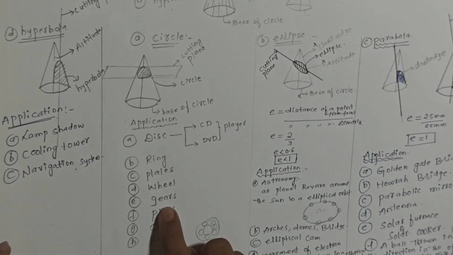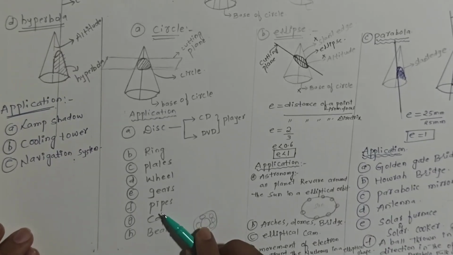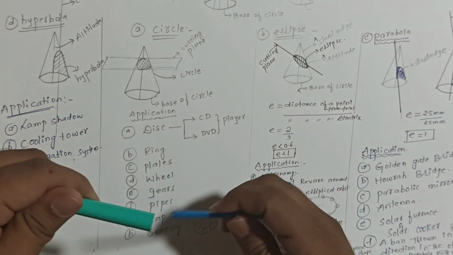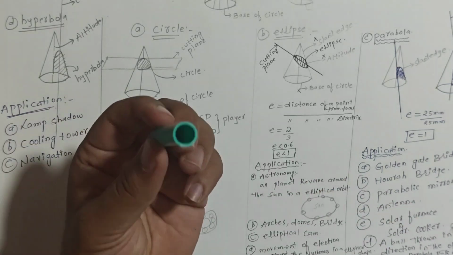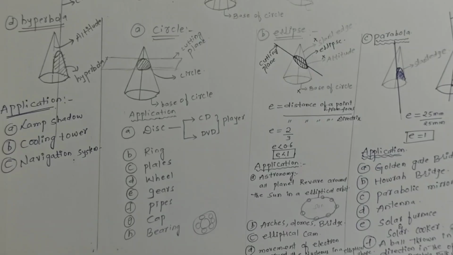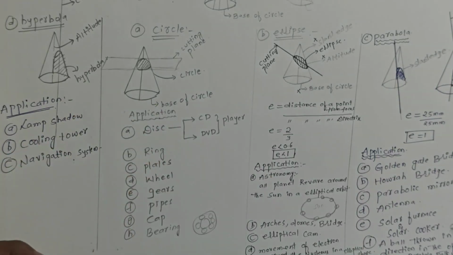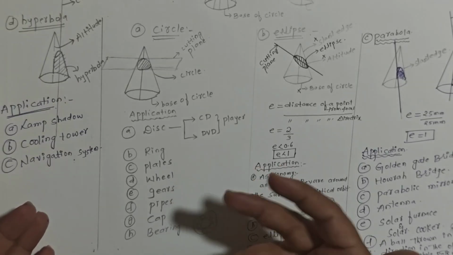Okay, and the gears, like the spur gear, helical gear, bevel gear and worm gear, they look like circles. Pipes: let us think about it, this is the pipe, and the pipe shape looks like a circle. And the cap looks like a circle. And the bearing also looks like a circle. These are the applications of a circle.